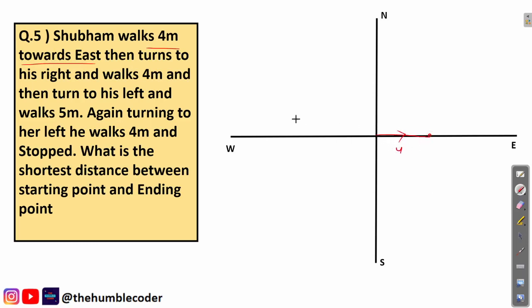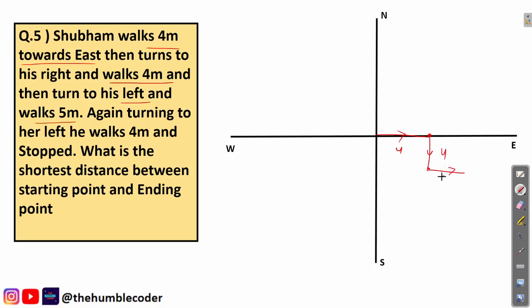So this is right now the position of Shubham. Then he turns to his right and walks 4 meters. So right of Shubham will be this direction, and again he walks 4 meters, and then turns to his left and walks 5 meters.